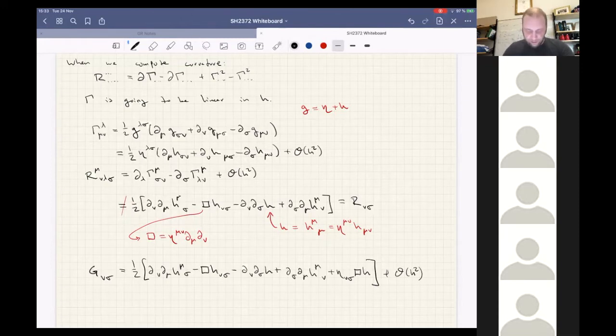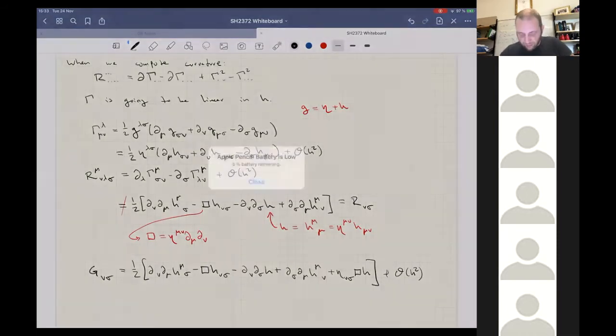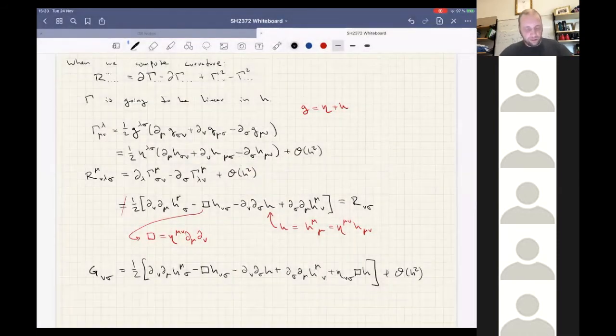So this looks rather intimidating. This is essentially a differential, a second order differential, of all of the components of this perturbation. So we're going to need to simplify this somehow. However, there is one thing that we have not really talked about so far, and that's gauge fixing.